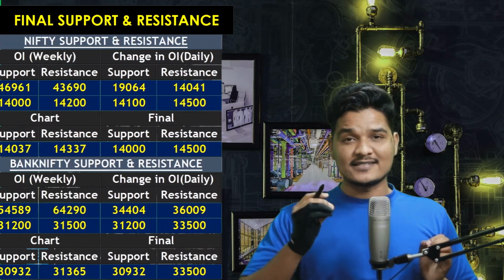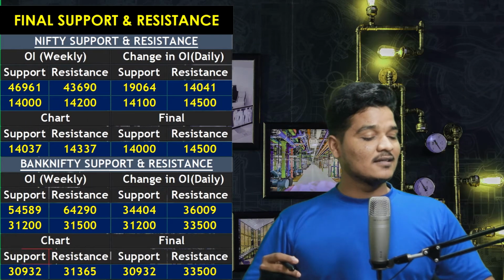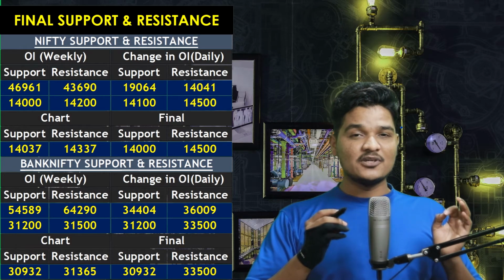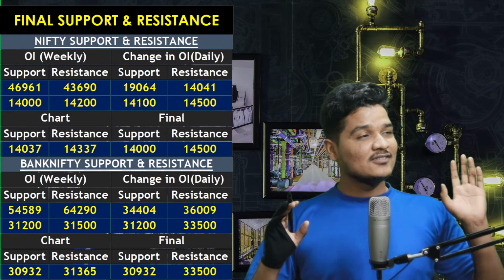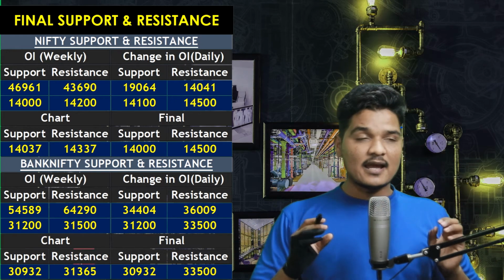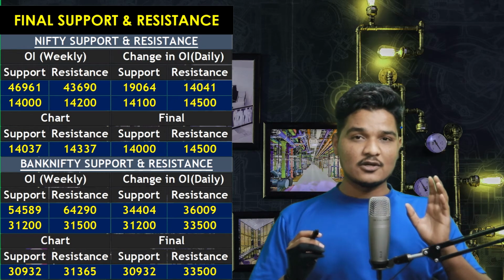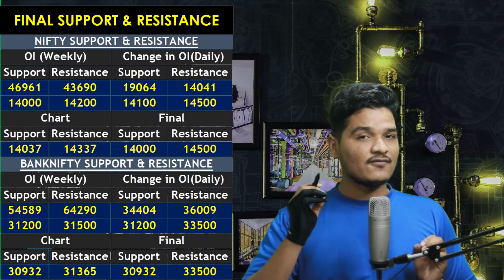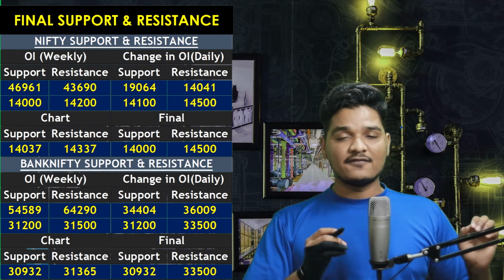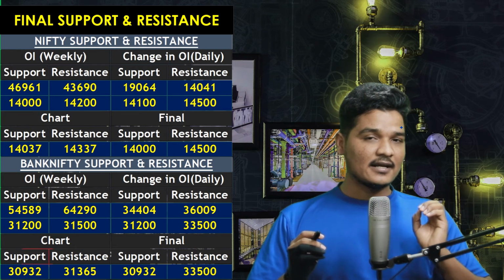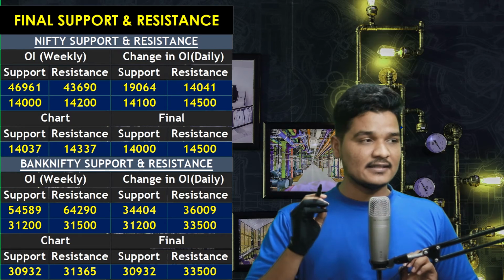Now let's move to the next and do the final support and resistance analysis. If you see here, then I have taken the weekly picture, daily picture, chart. From all this analysis, I am taking the final support and resistance. Then here Nifty support is at 14,000 and resistance is at 14,500. If you see Bank Nifty, support is at 30,932 and resistance is at 33,500.